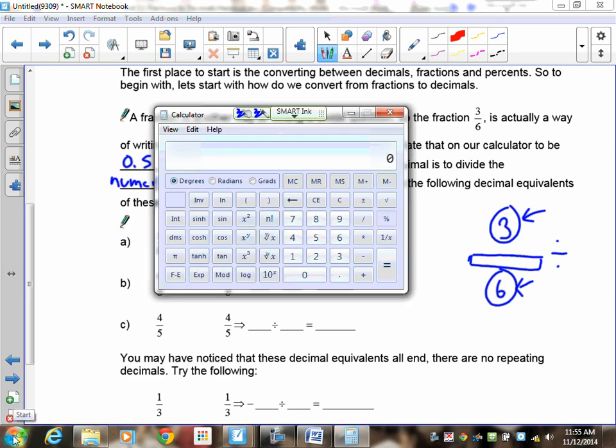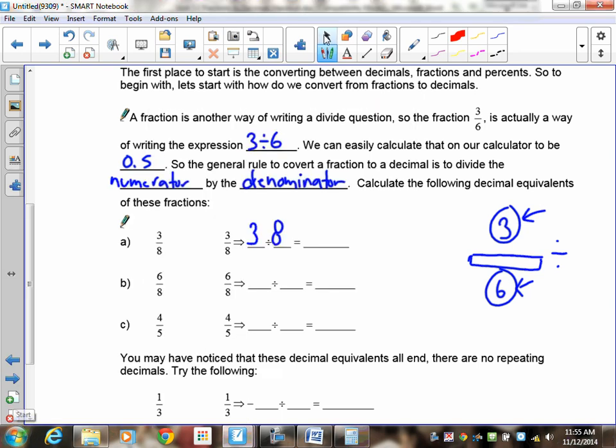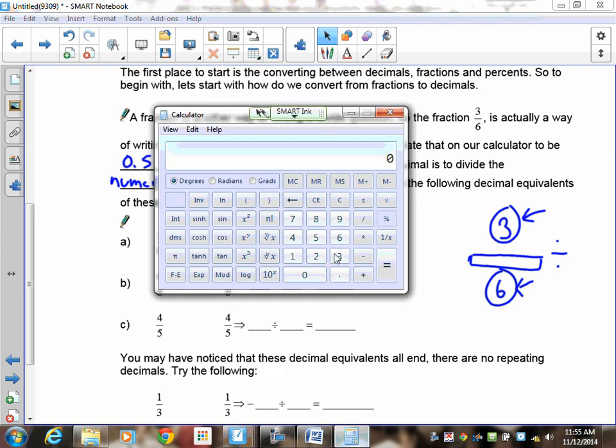Okay, so you're going to take 3 divided by 8. 3 divided by 8, and you're going to press equals. And you're going to get 0.375. Okay?